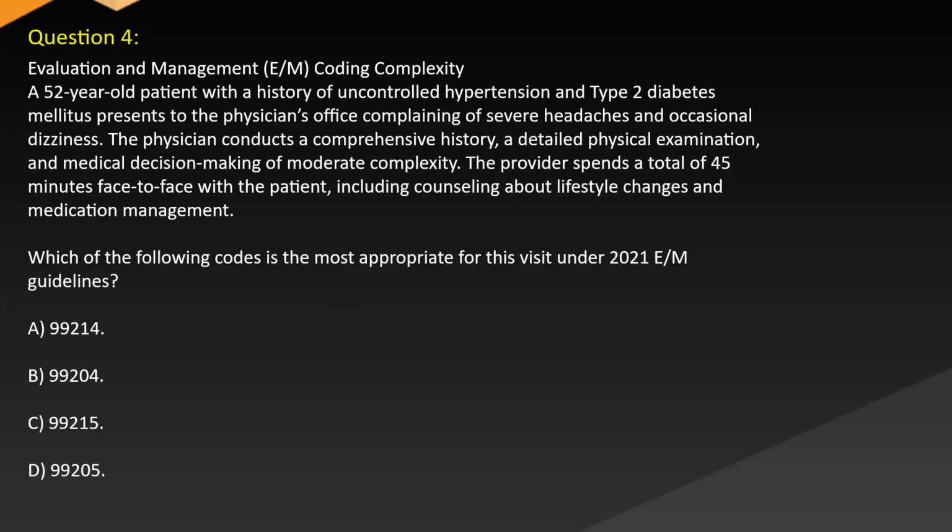Question 4. Evaluation and management, E/M, coding complexity. A 52-year-old patient with a history of uncontrolled hypertension and type 2 diabetes mellitus presents to the physician's office complaining of severe headaches and occasional dizziness. The physician conducts a comprehensive history, detailed physical examination, and medical decision-making of moderate complexity. The provider spends a total of 45 minutes face-to-face with the patient, including counseling about lifestyle changes and medication management. Which of the following codes is the most appropriate for this visit under 2021 E/M guidelines? A. 99214. B. 99204. C. 99215. D. 99205.